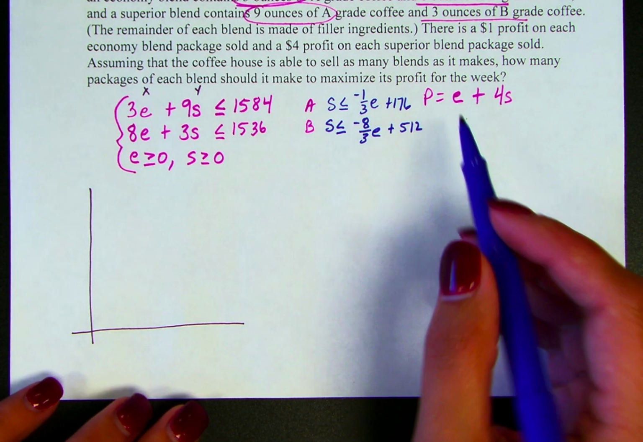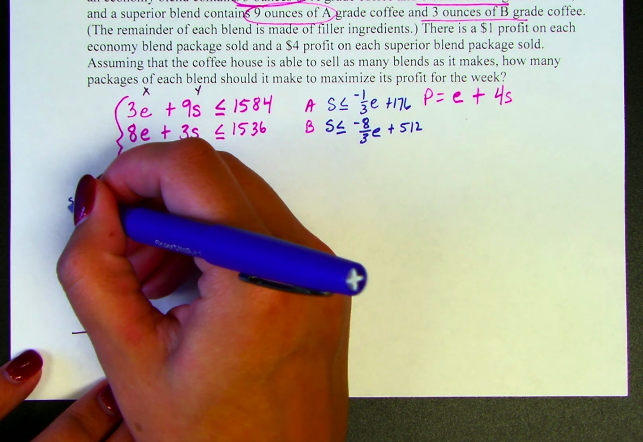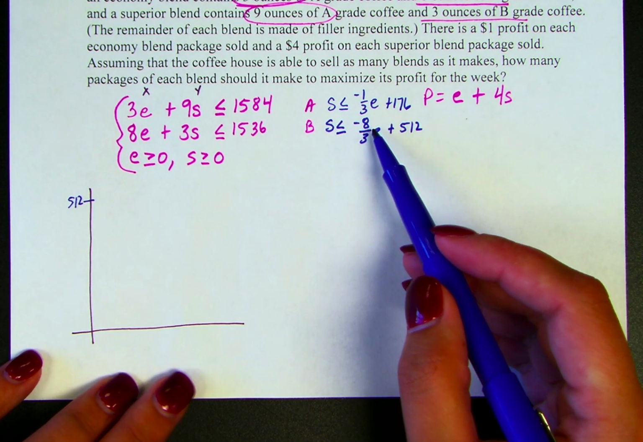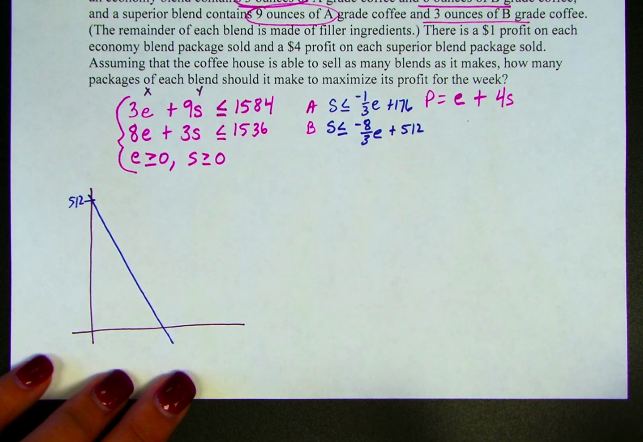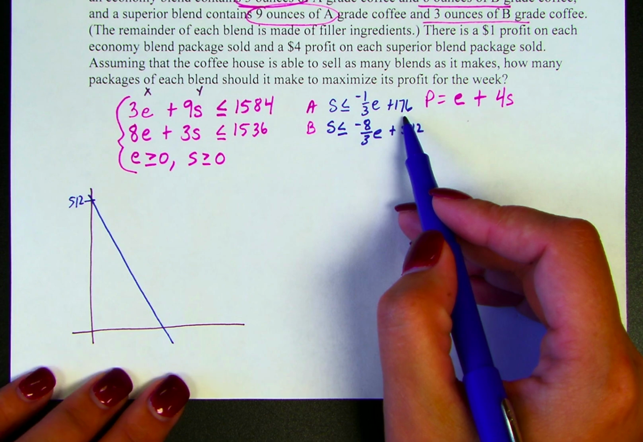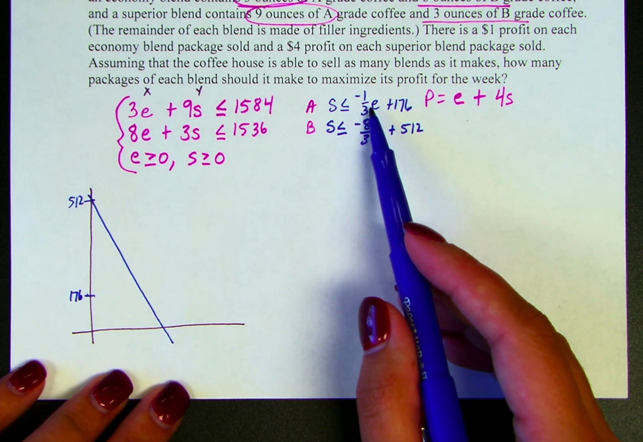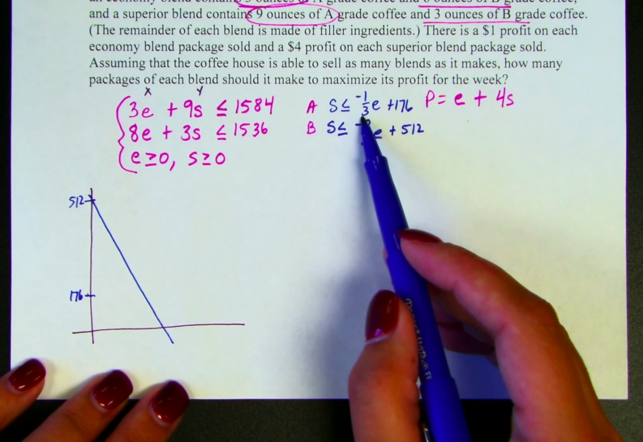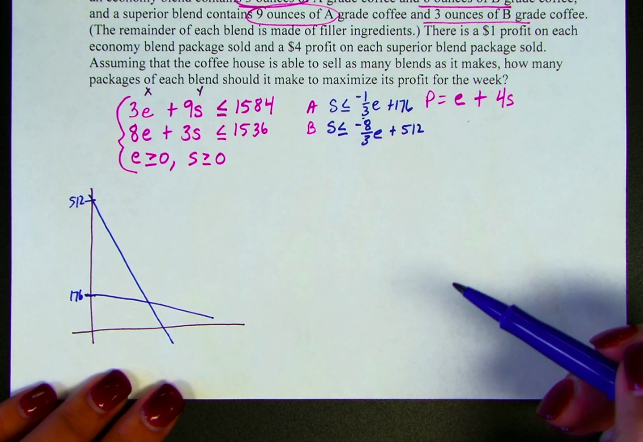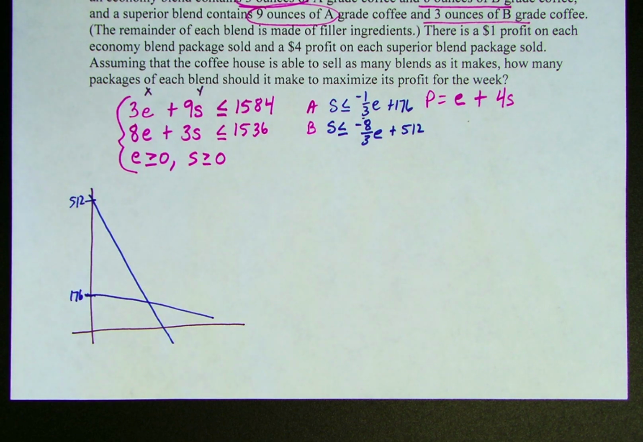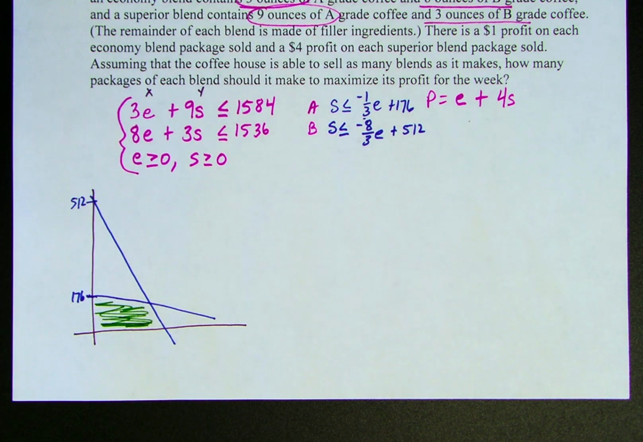So I'll start with the bottom one since my intercept is bigger. So we're going to be all the way up here at 512. And then we're going down 8/3. So this is going to be a fairly steep slope. So it's going to look something like that. And then here, starting at 176, so that's actually going to be way down here. And then we're going down 1/3. So that's going to be a flatter slope. So it's going to end up looking something like that. And then we have to be below both those lines, but still in that positive quadrant. So this is where that feasible region is.